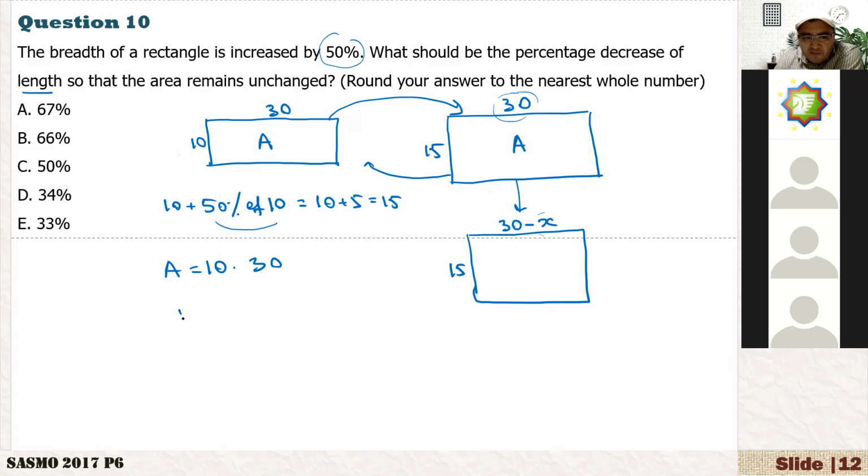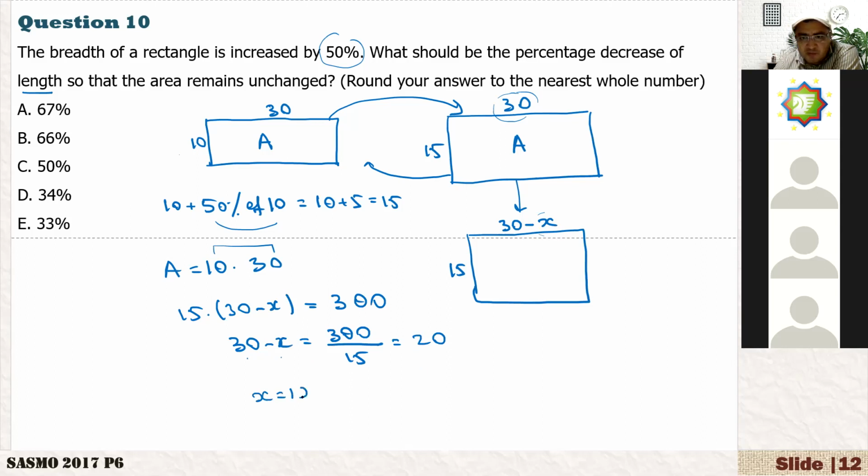So now after that, I will find this x. Now from here, 15 times 30 minus x, it should be equal to, what is it? The area of the original rectangle. That's equal to 300. From here, 30 minus x is equal to 300 over 15. That's equal to 20, right? Now, if you solve for x, 30 minus what number is 20? So x is equal to 10.